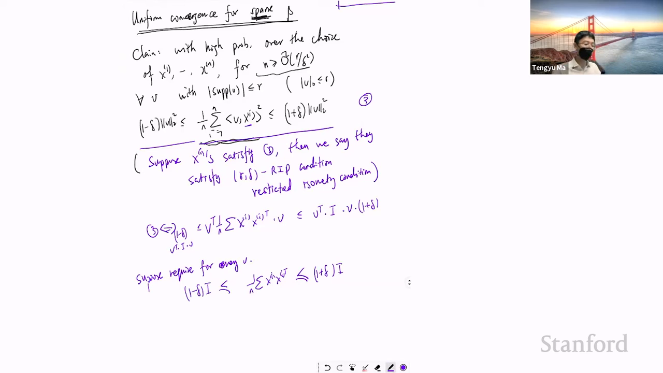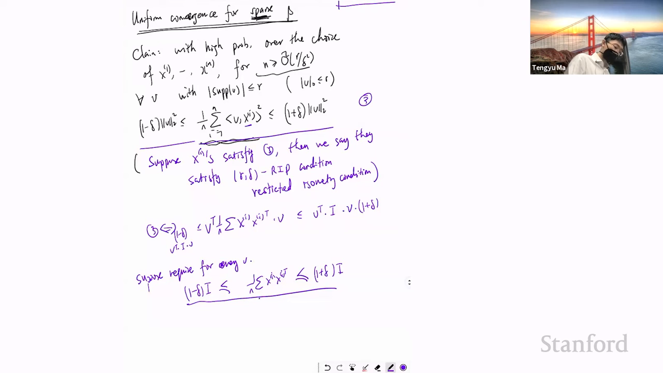So if you require it for every v, you are basically saying the covariance of x_i is close to identity. I'm blanking on the word. So basically you are saying the covariance is close to identity, but you are not requiring it for every v, right? And also this is not true if you don't have enough data, right? We only have n less than d data points.